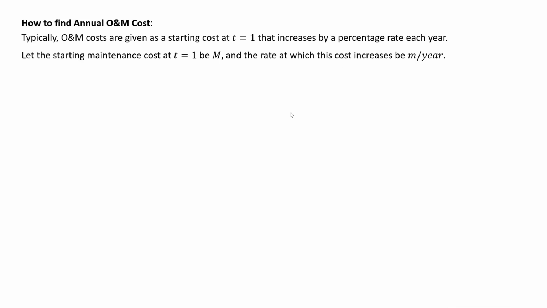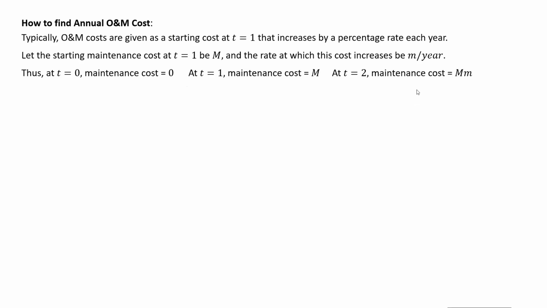And so you need to raise it. It's a kind of thing that we learned about. What is that thing? Multiple cash flows, geometric series. Yeah, geometric series stuff. Okay, so at t equals 0, maintenance cost is equal to 0. At t equals 1, maintenance cost is M. At t equals 2, the maintenance cost is M times M. Did I say that?